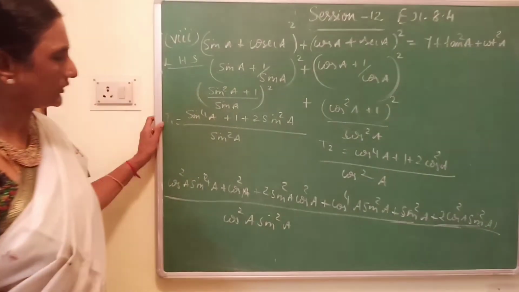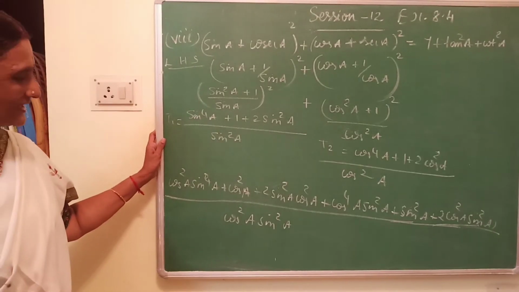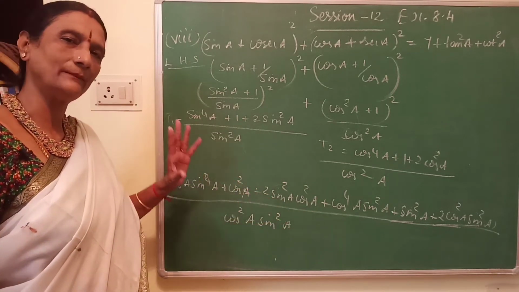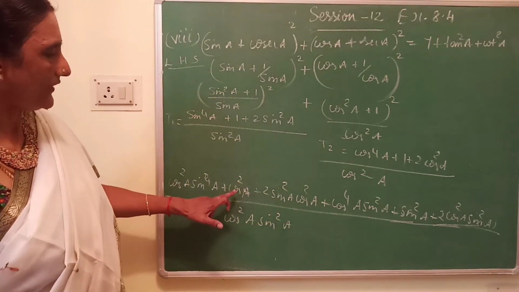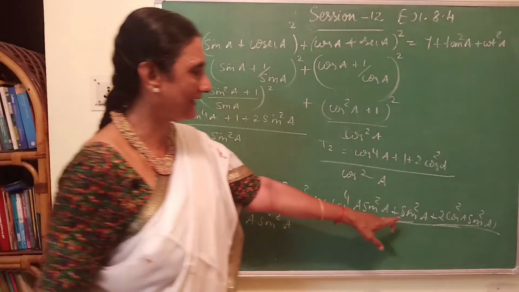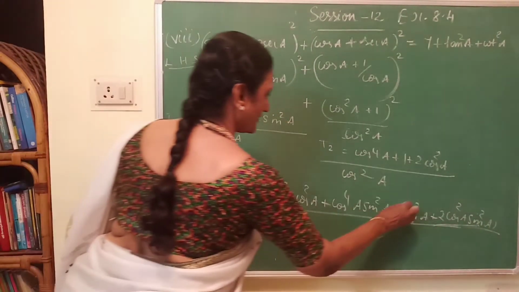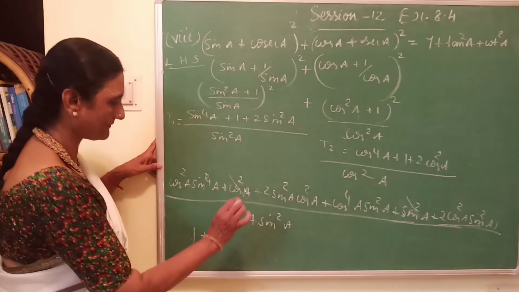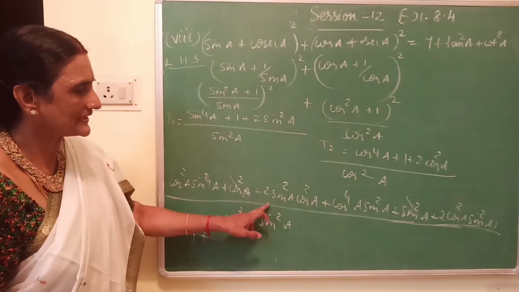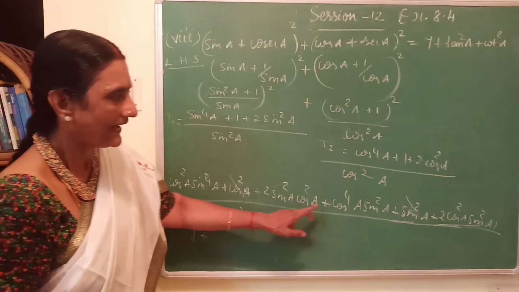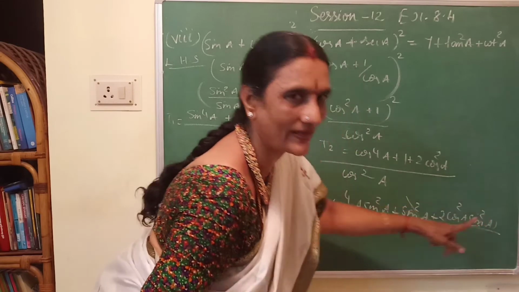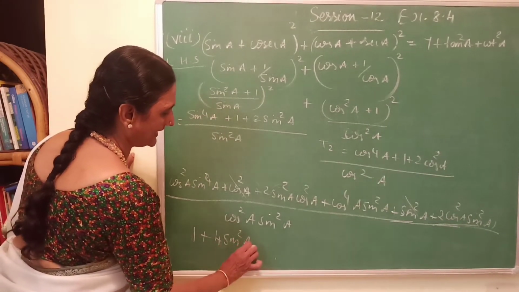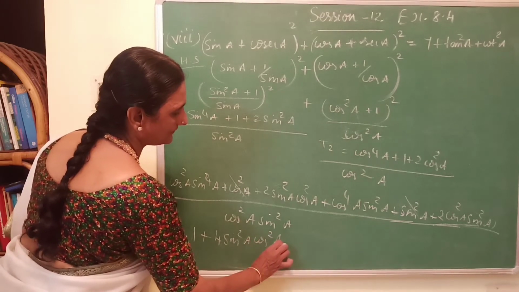Now look at the terms, 6 terms obviously, 3 from here and 3 from there. So we have to combine. How do you combine? First you take the sin square A and then the sin square A. For better identification I am striking out. So 1 plus, here 2 sin square A cos square A, and there is one more 2 sin square A cos square A. Combining, I am getting 4 sin square A cos square A.